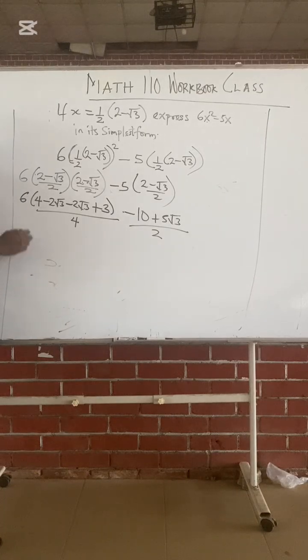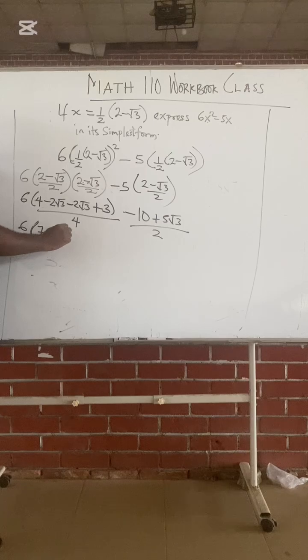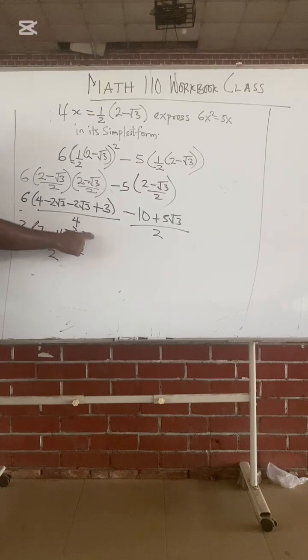Follow. 6 into bracket 4 plus 3. 4 plus this 3 is 7. Minus 2 root 3 minus 2 root 3, minus 4 root 3, because minus 2 minus 2 is minus 4. Close the bracket, all over 4. But 2 here, 2 here, 3. So do you allow me to write 3 here and 2 here? Someone that is copying, you are not following us. 6 divided by 4, 2 here, 2 here.